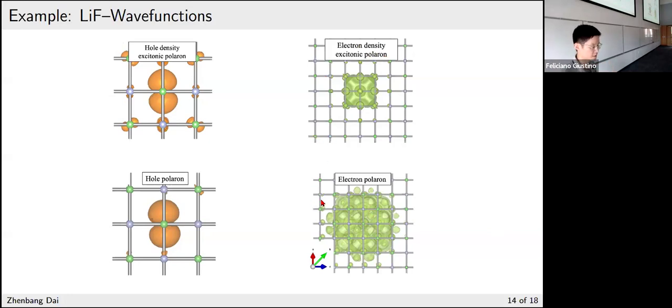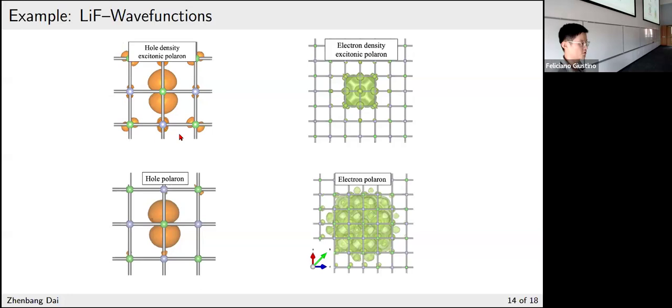So what does this mean? Well, from the comparison, we can think of the process of forming the exciton-polaron as two steps. The first step is the independent formation of the hole polaron and electron polaron. And the second step is that when you put those two objects together, they form a new particle through the Coulomb interaction between those two objects.